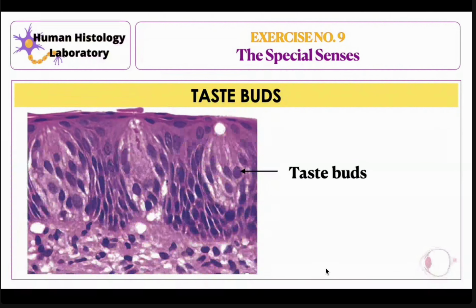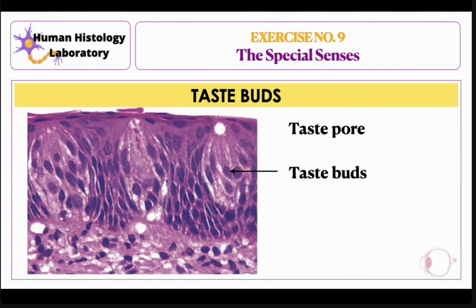Then we have the taste buds. So our taste buds are the chemoreceptors for the sense of taste. So they are mainly located in the epithelium of the circumvallate papillae of the tongue, although they are also found scattered in other parts of our tongue, palate, pharynx, and epiglottis. So the taste bud is a barrel-shaped organ occupying the full thickness of the epithelium and opening at the surface via the taste pore.